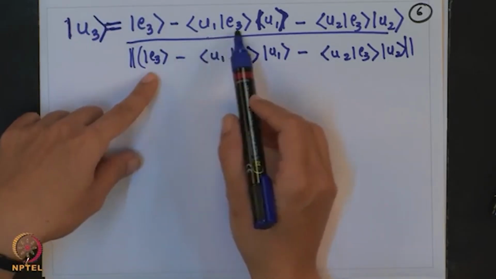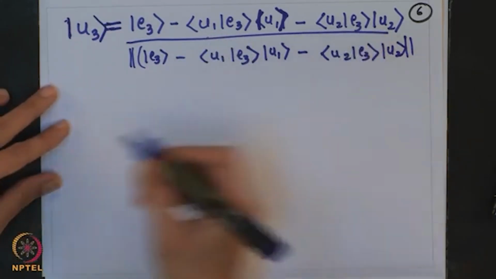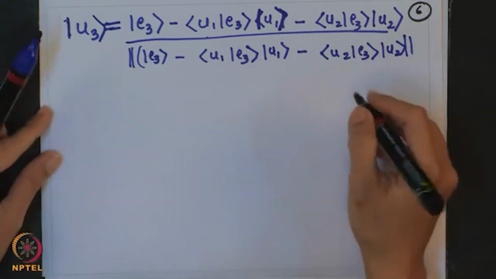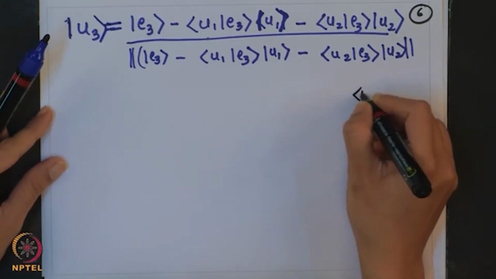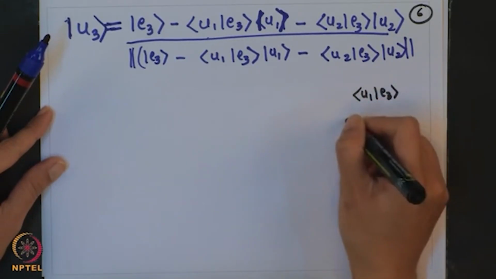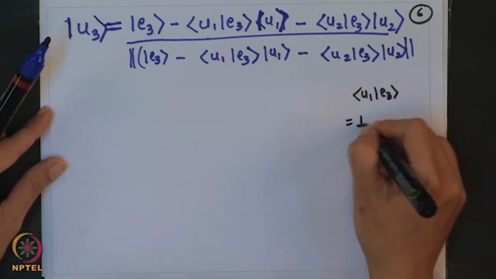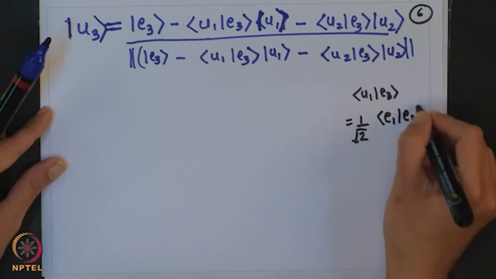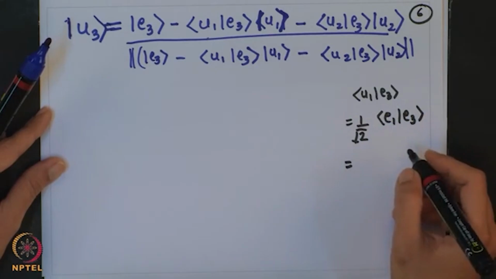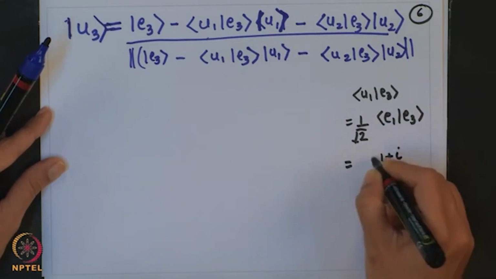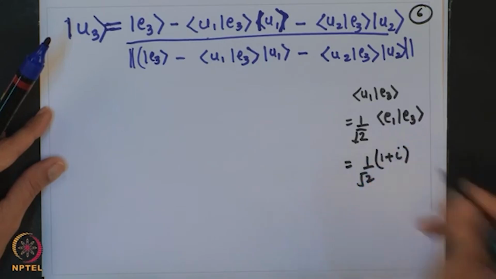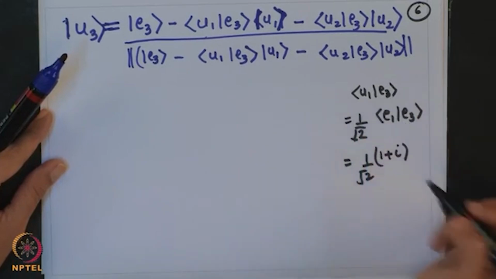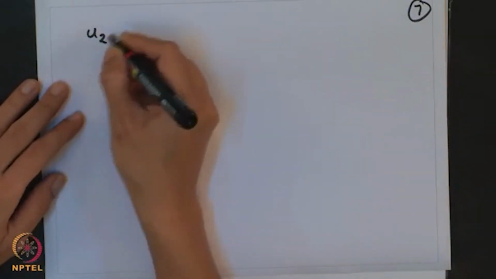Okay. Now, what we have to do here is, first we will calculate what is U1 E3 and U2 E3. So, just recall we have this U2. So, first we will do for U1. So, U1 E3 will be nothing but U1 is 1 by root 2 E1 E3, and what we have E1 E3 as 1 plus I, this was 1 by 2. Okay. And now we substitute for U1 E3.